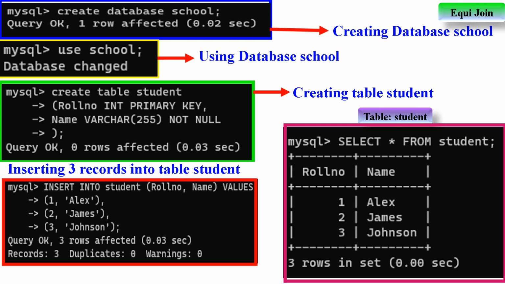Let's see an example. Look at the blue box. First we create a database named school. Next, look at the yellow box. We are using the database school. Next, look at the green box. We are creating a table student with roll number as int data type and primary key. Look at the red box. We are inserting 3 records. Now look at the pink table on the right side of the screen. Yes, you can see the table student with 3 records.